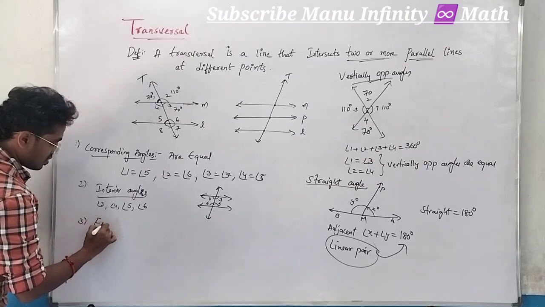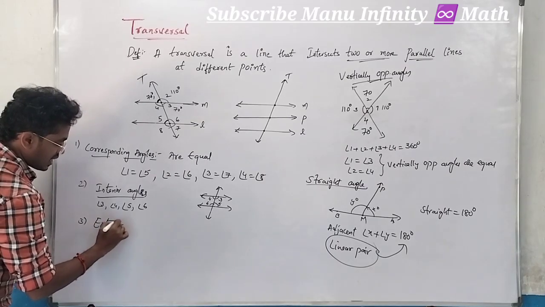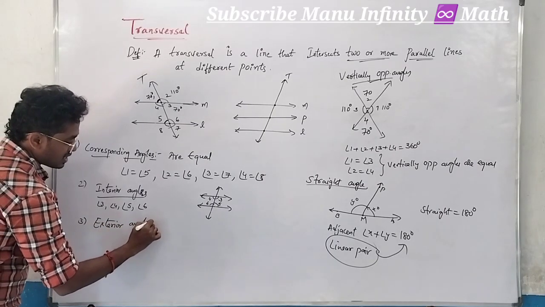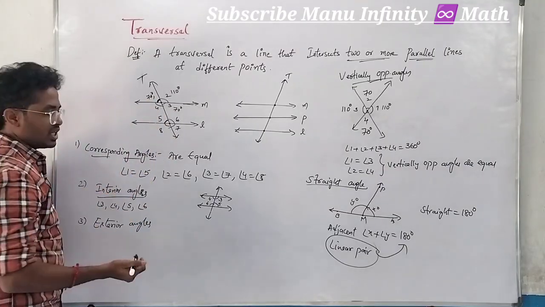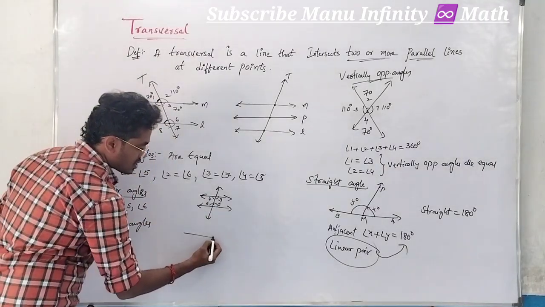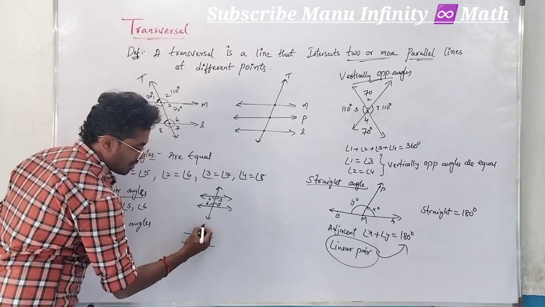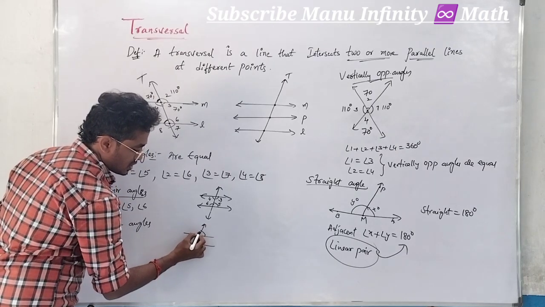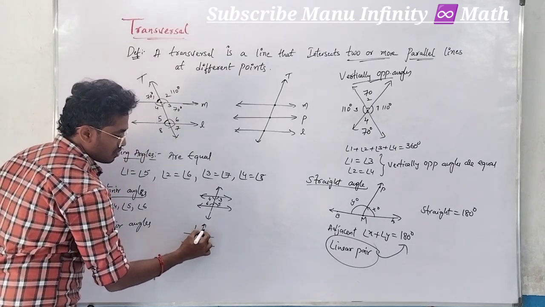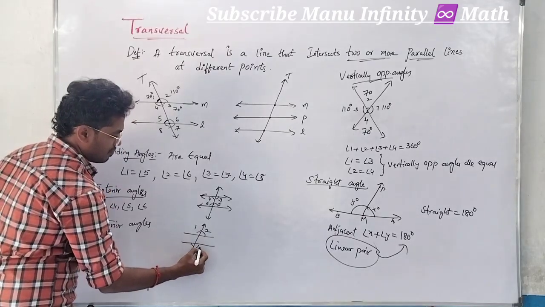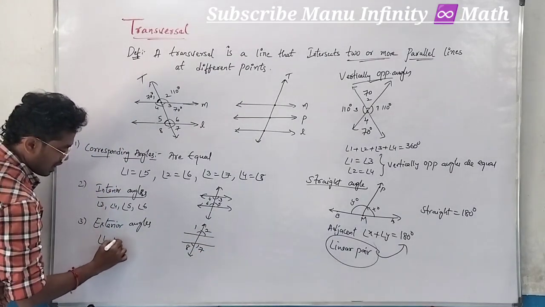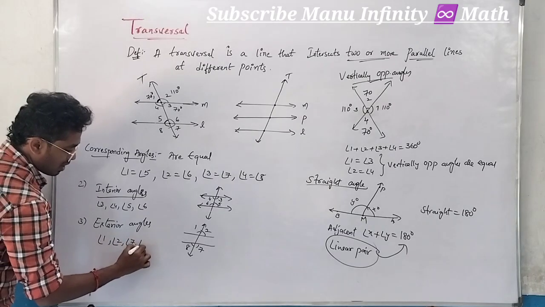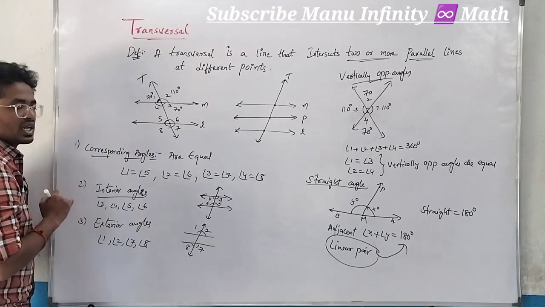Next, exterior angles. What are that? Exterior angles. Now tell me what are the exterior angles here we have. So out of 8, 4 are interior and 4 are exterior. Those are outside the parallel lines. So these 4 are the exterior angles. So what are the angles we have? 1, 2, 7, 8. So angle 1, angle 2, angle 7, angle 8 are exterior angles, right?